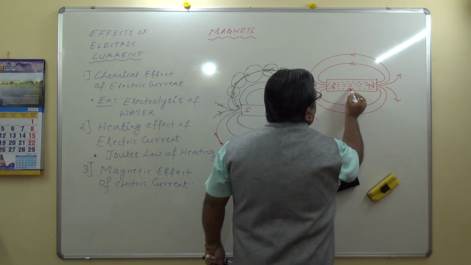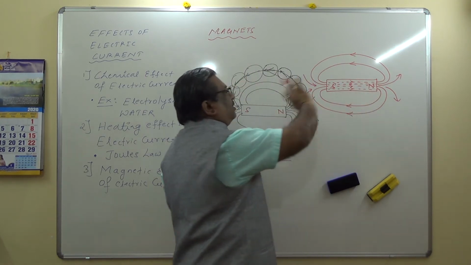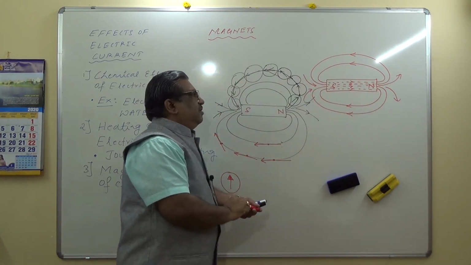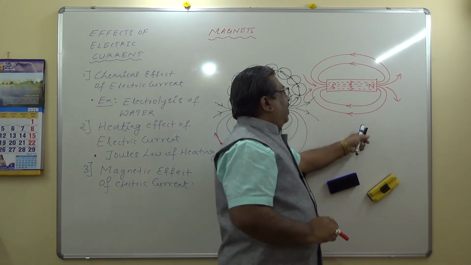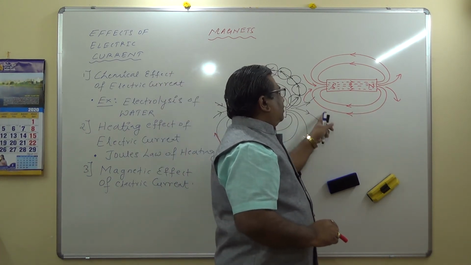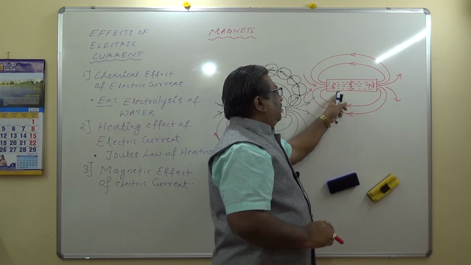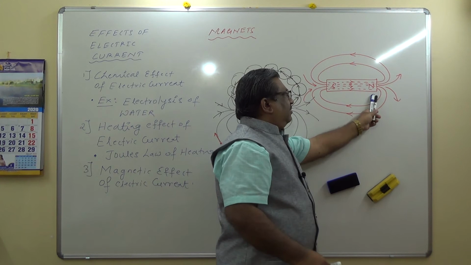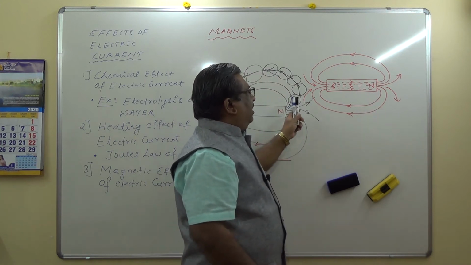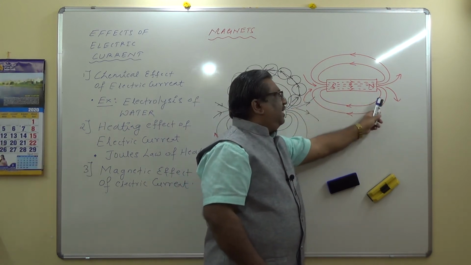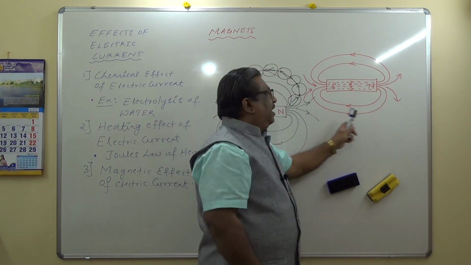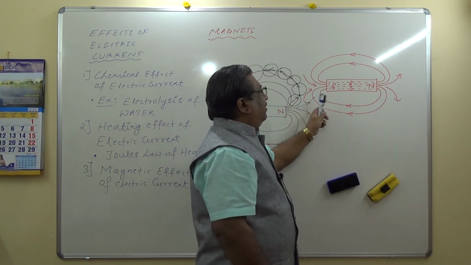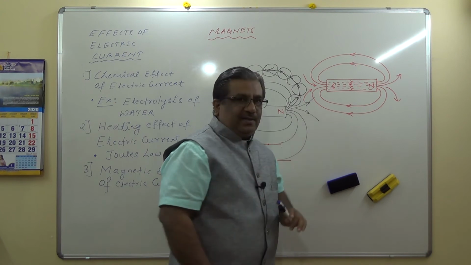And inside, look at this, mark the direction of the field lines inside. Yeah, inside it is towards that, south to north. So the direction of field lines is externally north to south, internally south to north. Field lines emerge from the north pole and field lines merge into the south pole. These things you must know.